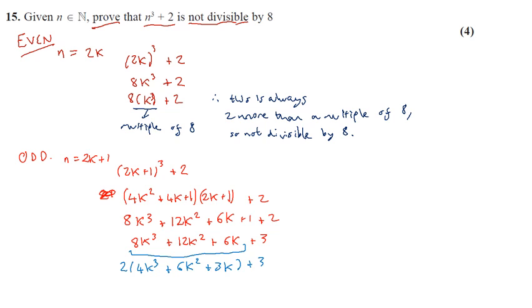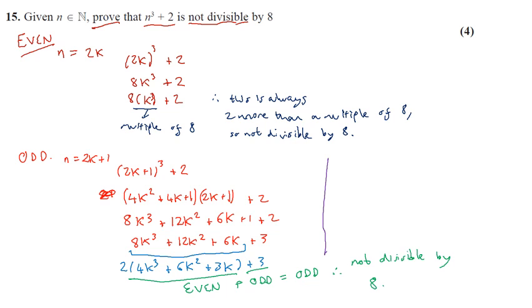So here, what this means is this bit is even, and this bit, this plus 3, is odd. Now an even number plus an odd number is an odd number. Therefore, not divisible by 8. And then I would probably just write a concluding statement just to make it super, super clear that I'd done all of the reasoning correctly.